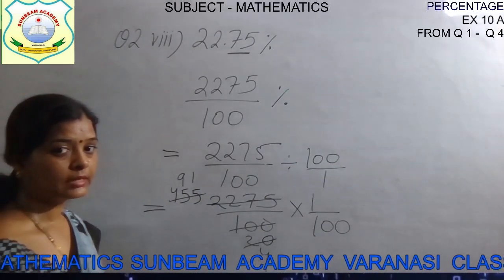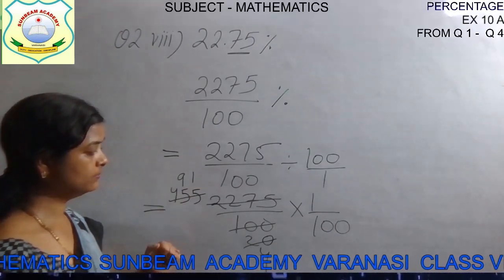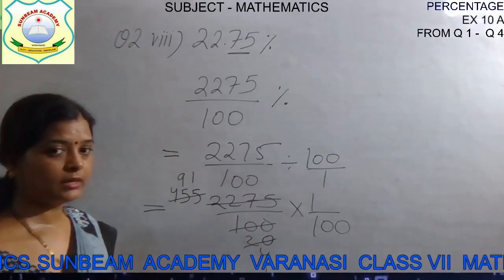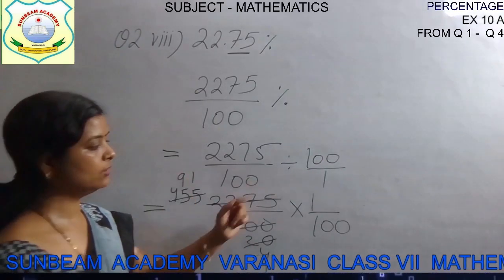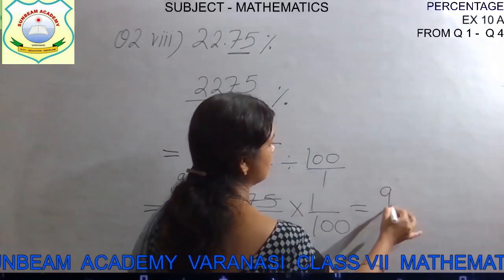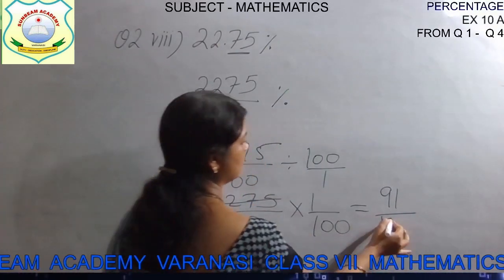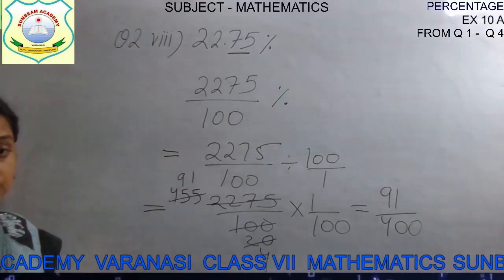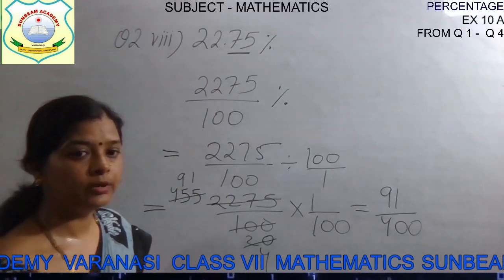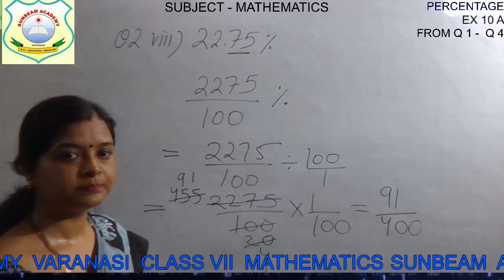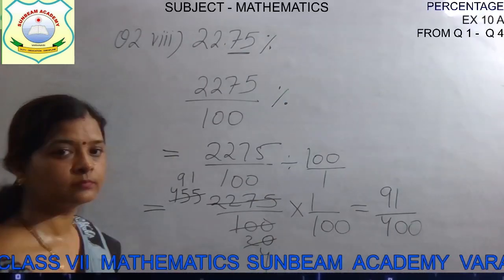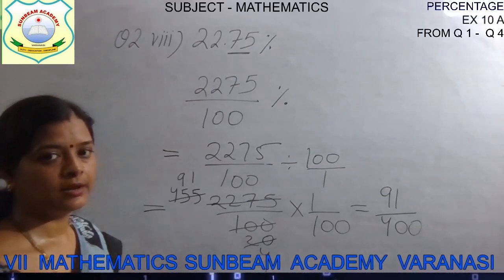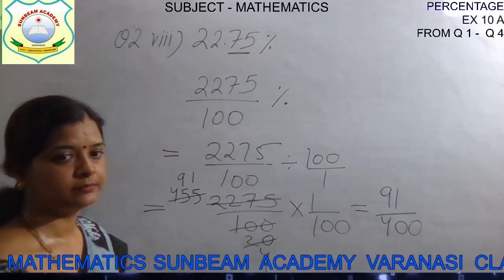So, can it be further divided? It is 91. 5 9s are 45 and 5 1s are 5, and 5 4s are 20. So in the numerator what is left? 91 into 1. 91 divided by 4 into 100, that is 400. Is it correct, children? Just check it from your end. I am going to the next topic. Checked it? Is it correct? Yes, it is correct. Now let's move to the next topic.